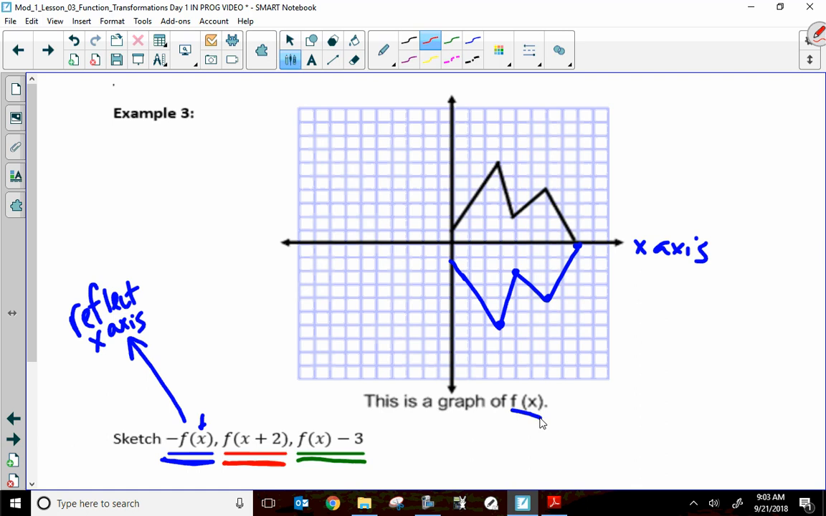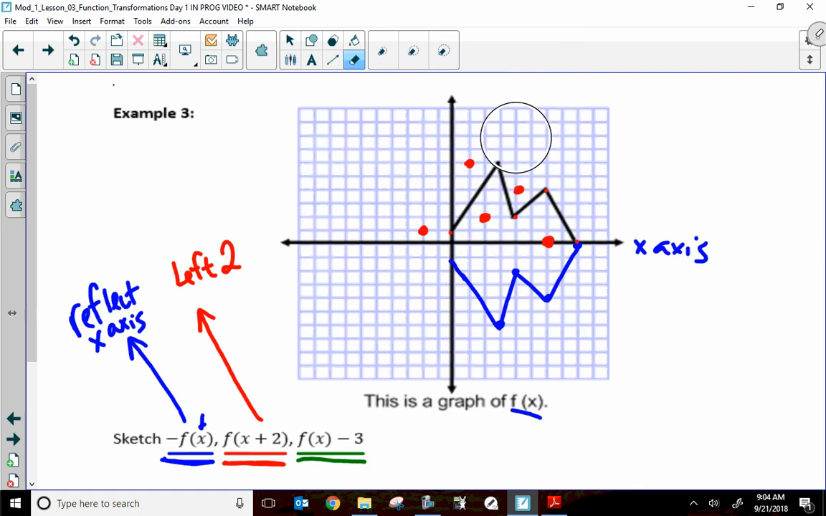Now in red, I am adding or subtracting inside the function. So that means a horizontal movement. This tells me I'm going to take my original function and move left by 2 spots. Each point, this one here is going to move left 1, 2. This point here moves left 1, 2. This point here, left 1, 2. You get the idea. And I do this. We go up, down, up, down. That is my black graph, the original one, moving left 2.